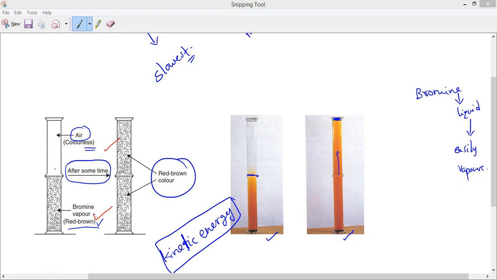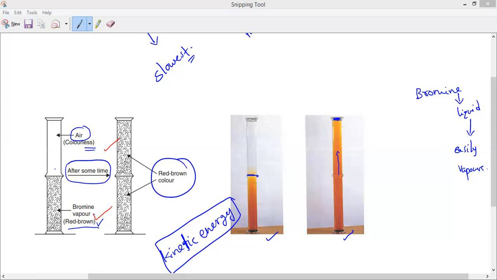So if we take here, the diffusion is the slowest in solids because the particles in solids do not move much. But if we take liquids, they are a little bit faster compared to solids. But if we take gases, what will happen, guys?